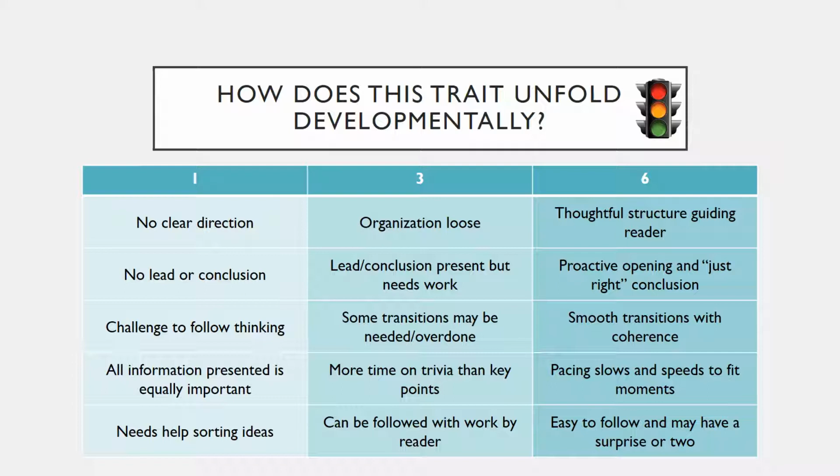So moving away from that, getting a little better between a 3 and a 4, the organization is loose. It's there, but it's loose. It could use some more structure. There are a lead and a conclusion, however, they need some work. There's probably a few things to be tweaked. Transitions are either way overdone or there's not enough, but there are a few. More time is spent on trivial information rather than strong key points, and the reader or audience can follow the writing, however they're doing so with a lot of thinking or work on their behalf.